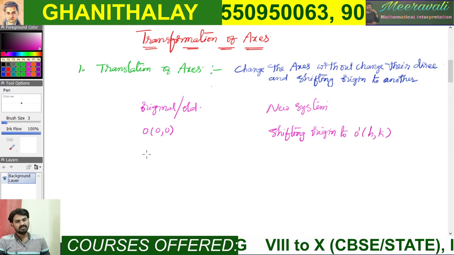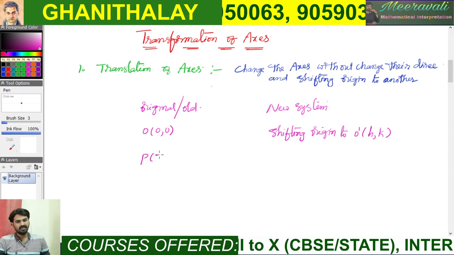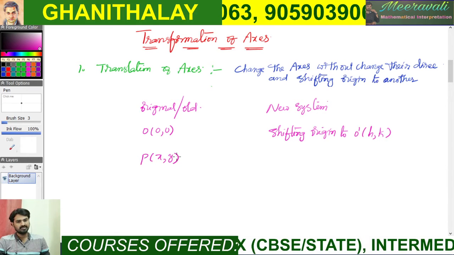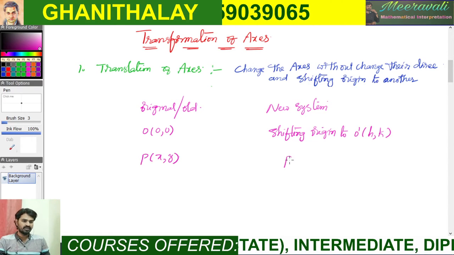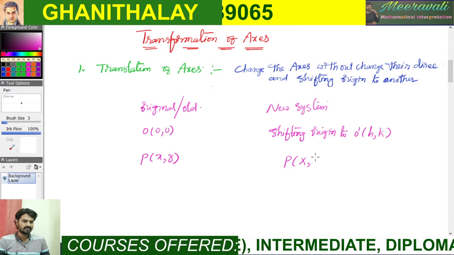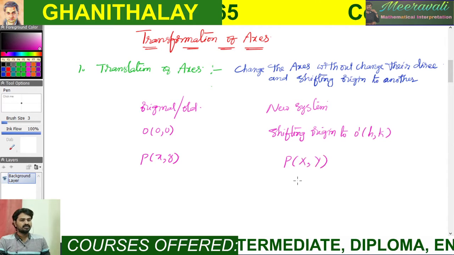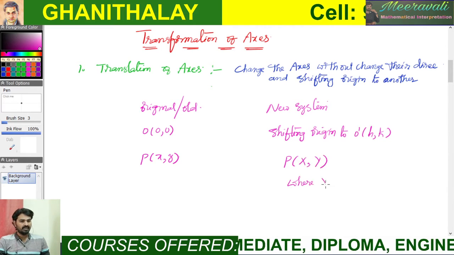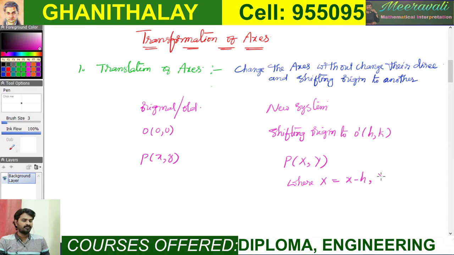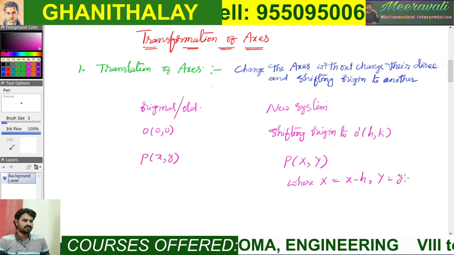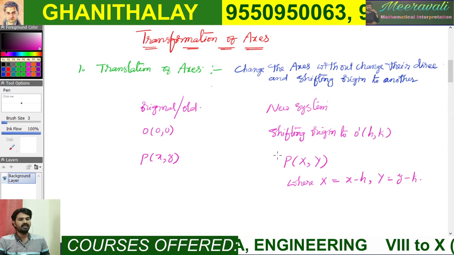This is a point in the original system, P x comma y. Now this point changes in the new system to P capital X comma capital Y, where capital X is obtained by small x minus h, and capital Y is obtained by small y minus k. They are the formulas.